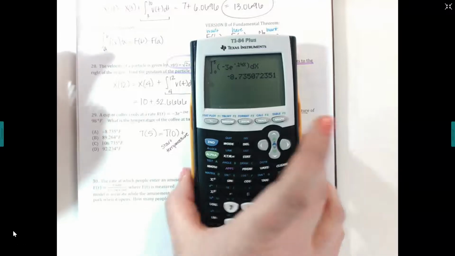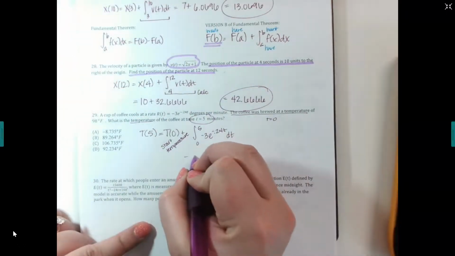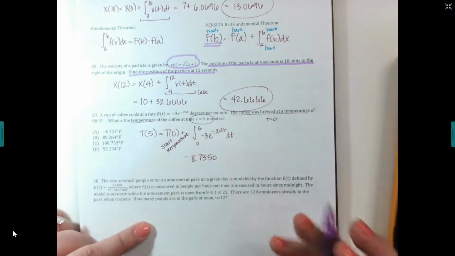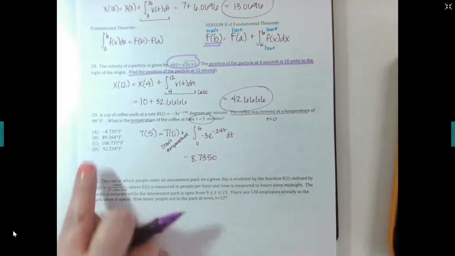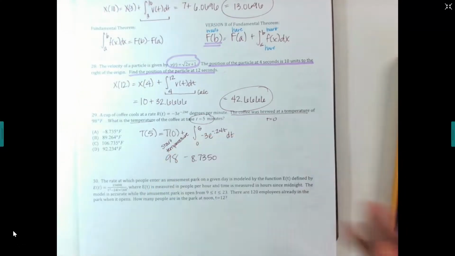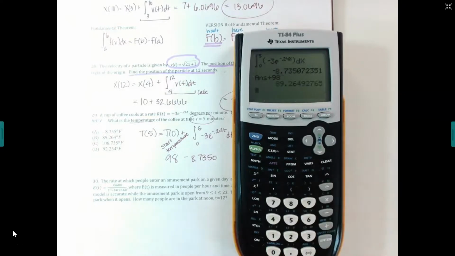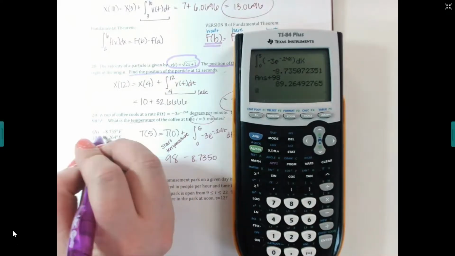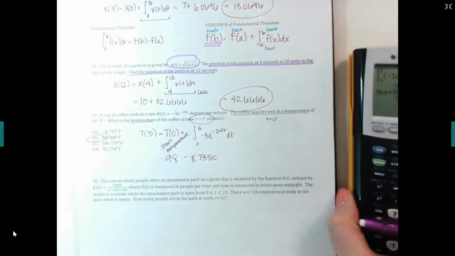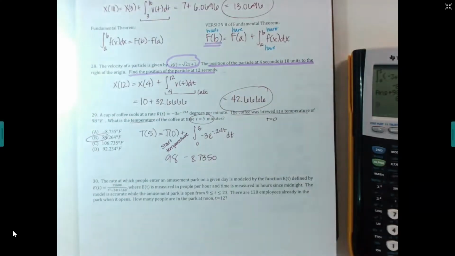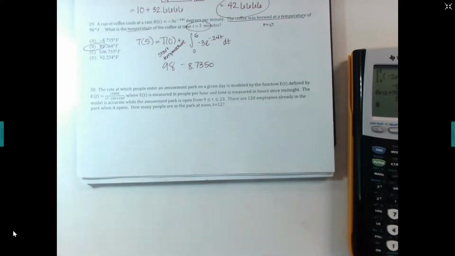Okay? So I would take my original degrees and then take away the 8.7350 from that. Now, what was the starting degrees? 98. So I'd do 98 minus that, and then that would be my answer. Okay, so I got 89.26, which is answer B. And the reason why, if you're wondering, is because it says right here, at time 0, what was the coffee brewed to? A temperature of 98. So that tells me it should be 98 plus this integral, but since the integral came out negative, that's why I'm minusing it. Okay, one more like that. Read number 30, set up your version B.